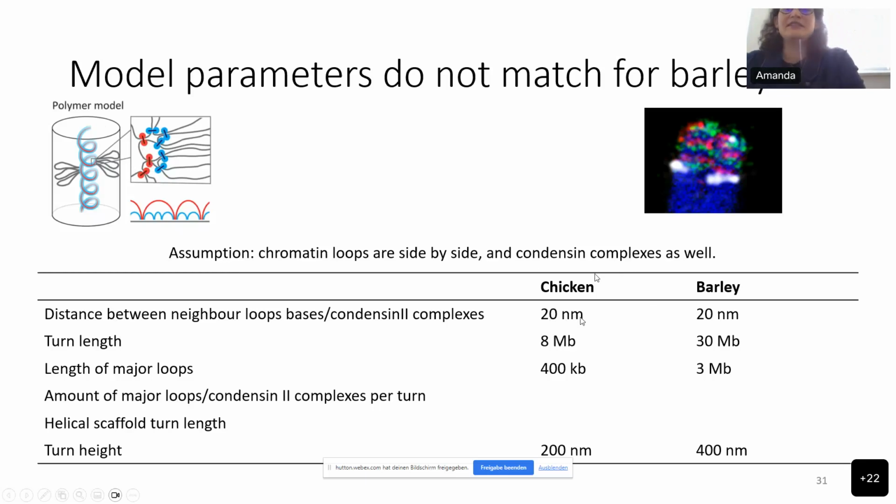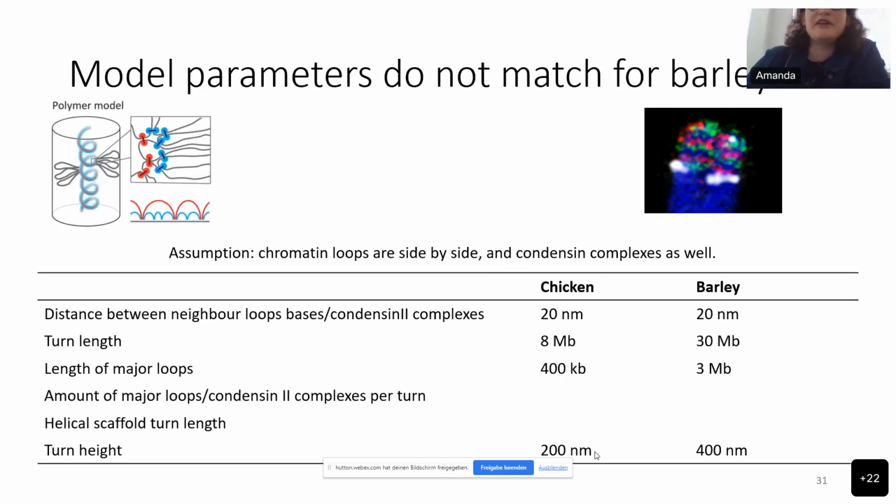And then it changed a bit in each model for each species. So the turn length of chicken was 8 megabases, and the turn length for barley was 30 megabases. And from our analysis, the major loops should be 3 megabases compared to chicken, which was only 400 kb. And the turn height we had from microscopy should be 400 nanometers for barley. And for chicken, they had in the model 200 nanometers.